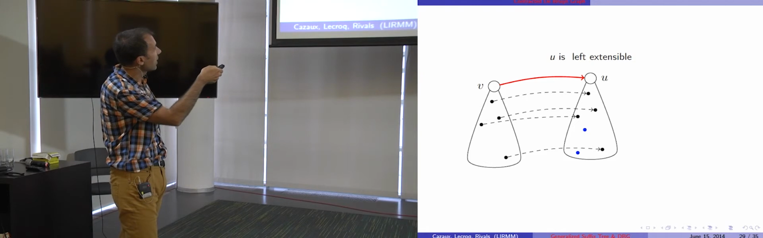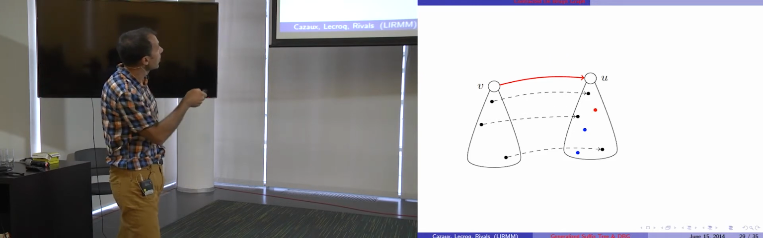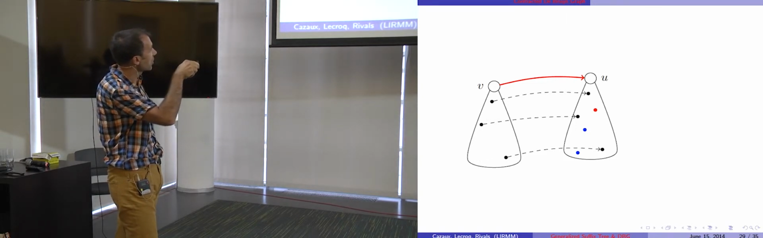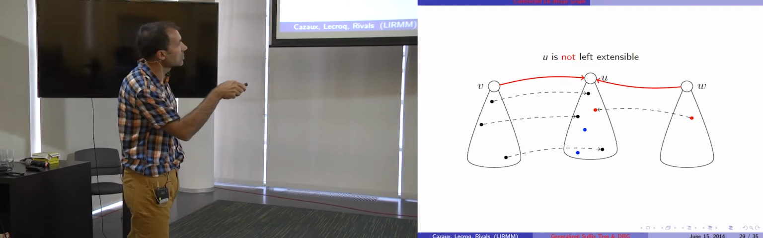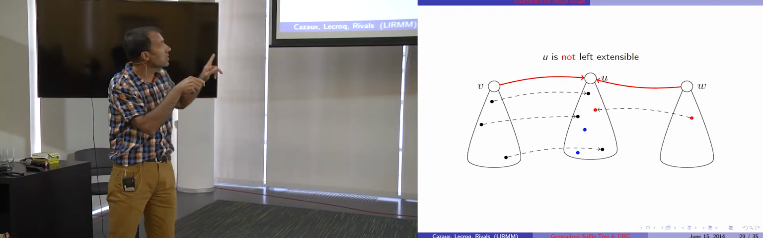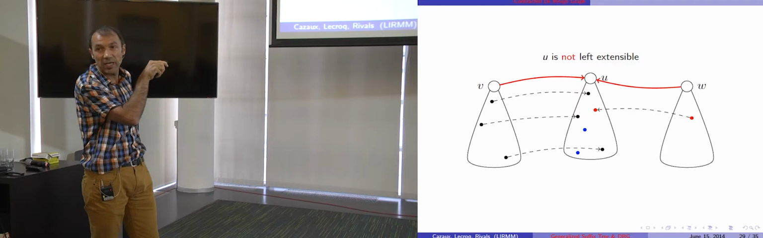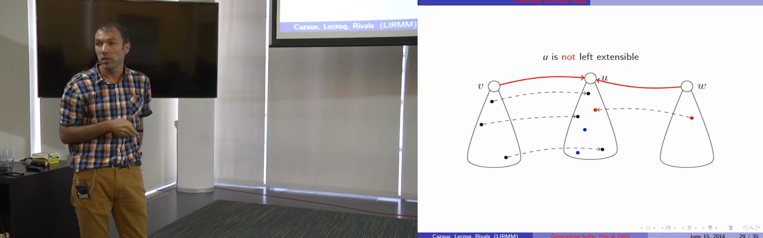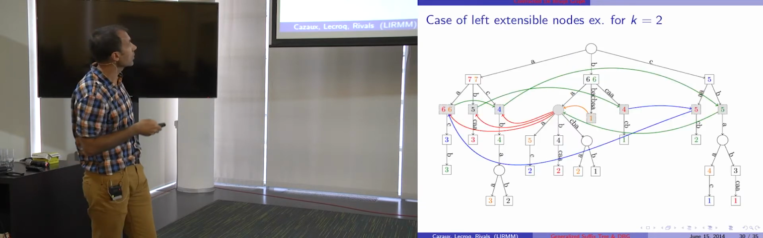If it's not the case, you may have some red dots where the suffixes don't come from the subtree of the starting node, and in this case, it comes from elsewhere. And this would mean you have several edges entering the U, and therefore you cannot be left extensible. And then you're done.